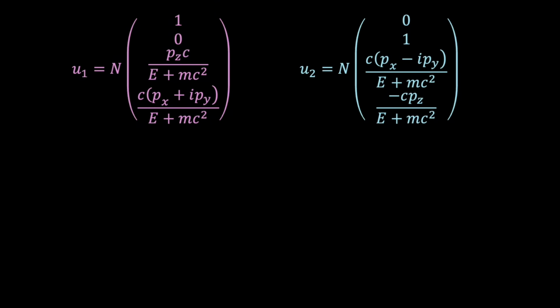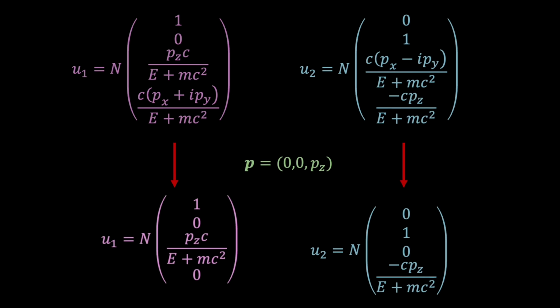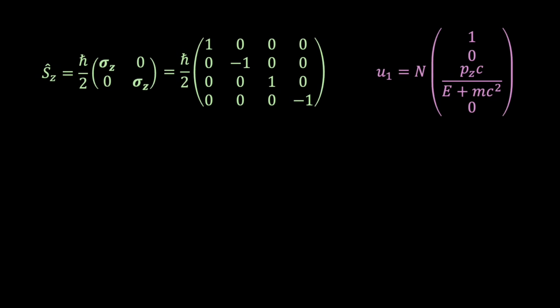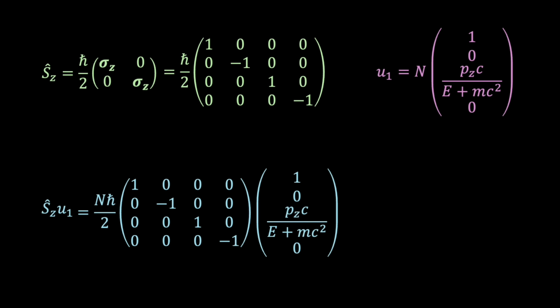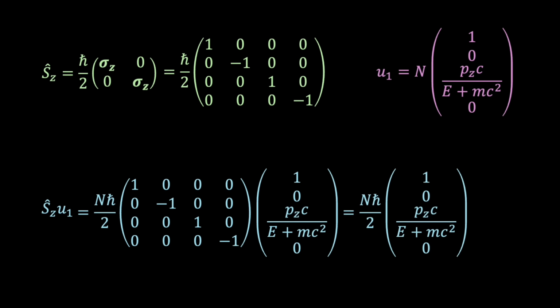For example, if you take our original spinors U1 and U2 and set the momentum so that it's only non-zero in the z direction, then both expressions simplify. If we then take the z component of the spin operator and act with this on U1 and perform the matrix multiplication, we find the result ħ over 2 multiplied by U1.